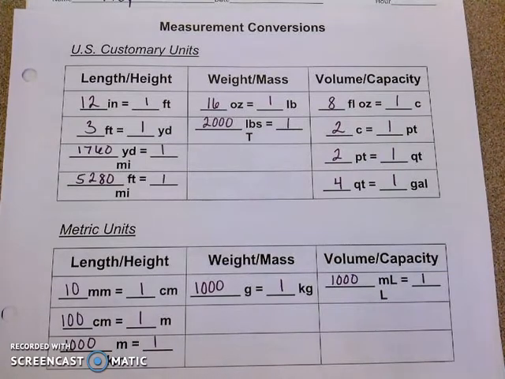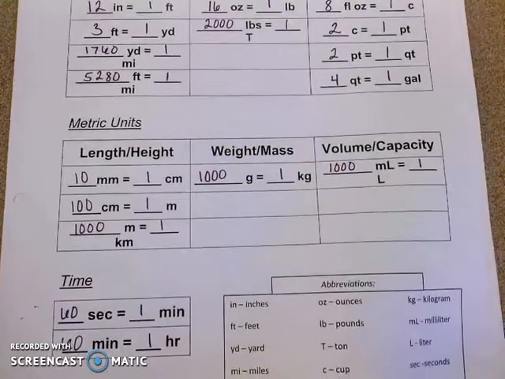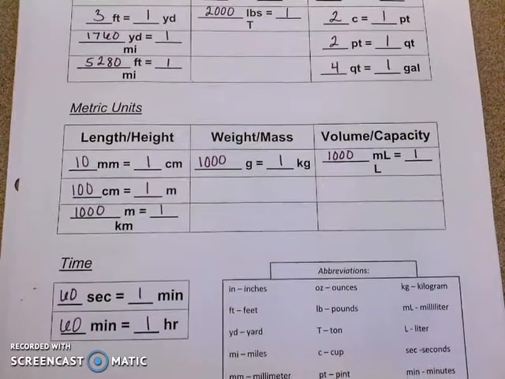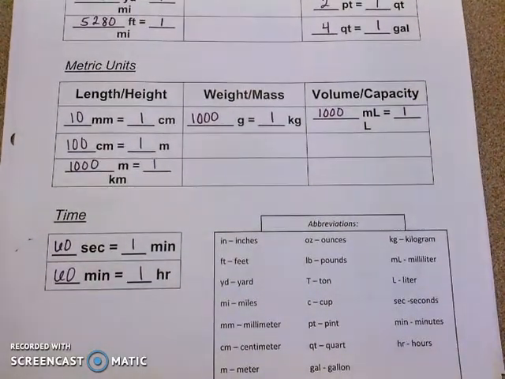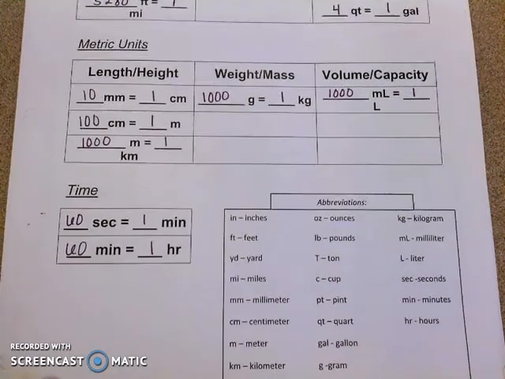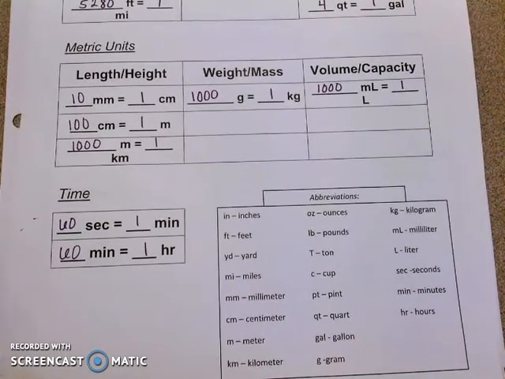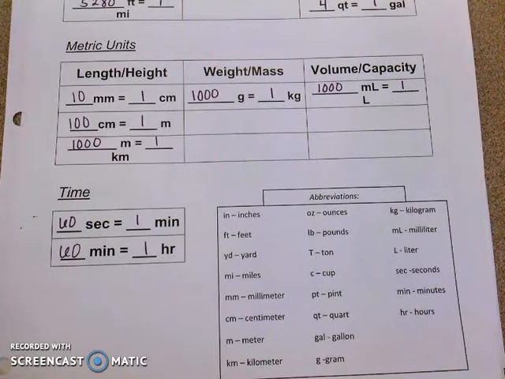So here's our customary. And then we have our metric. And then down at the bottom, you've got your time, or 60 seconds and our 60 minutes. But then there's the abbreviations. So if you weren't sure, for example, how to abbreviate pounds or ounces or yards, you can see those abbreviations there.